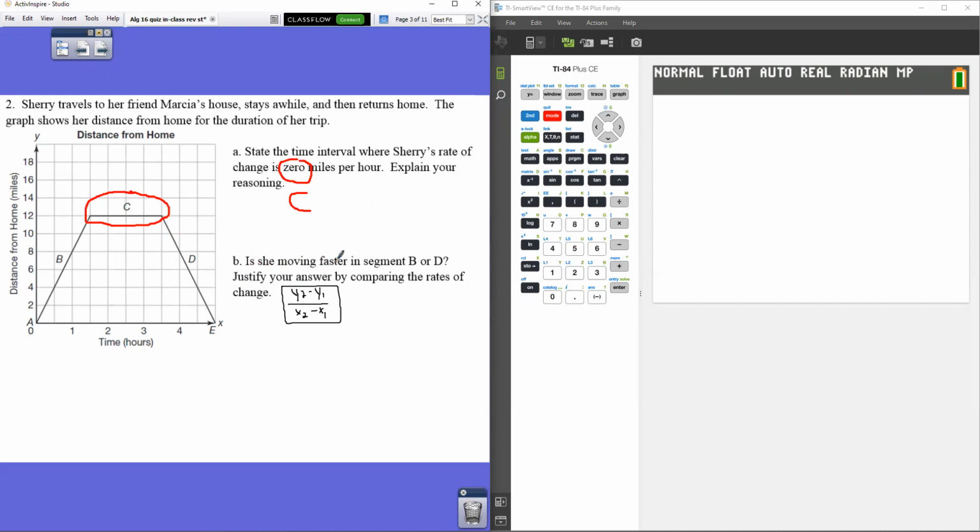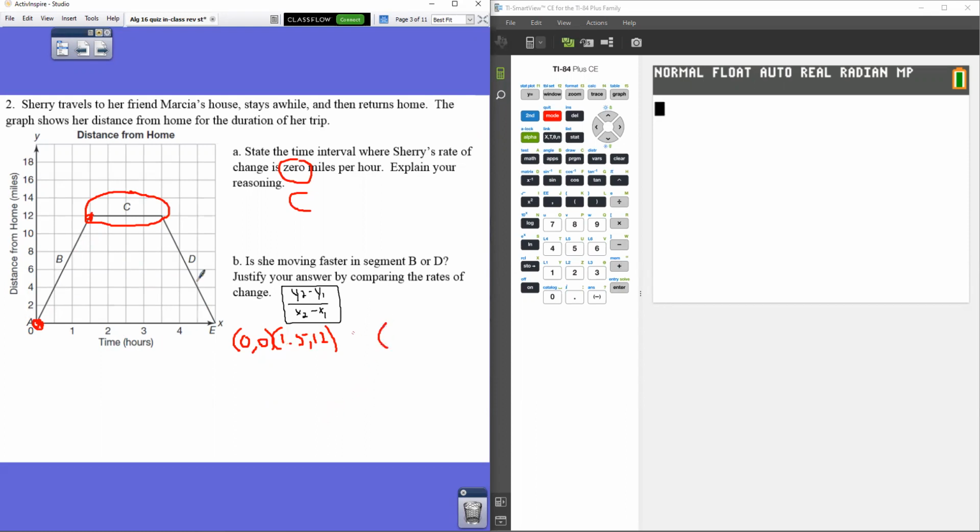In question B, is she moving faster in segment B or D? Justify your answer by comparing the rates of change. We need to use the slope formula. Segment B goes from the point (0, 0) to (1.5, 12). So we need to find the slope or the rate of change going from (0, 0) to (1.5, 12). That's how we're going to find the rate of change for B.